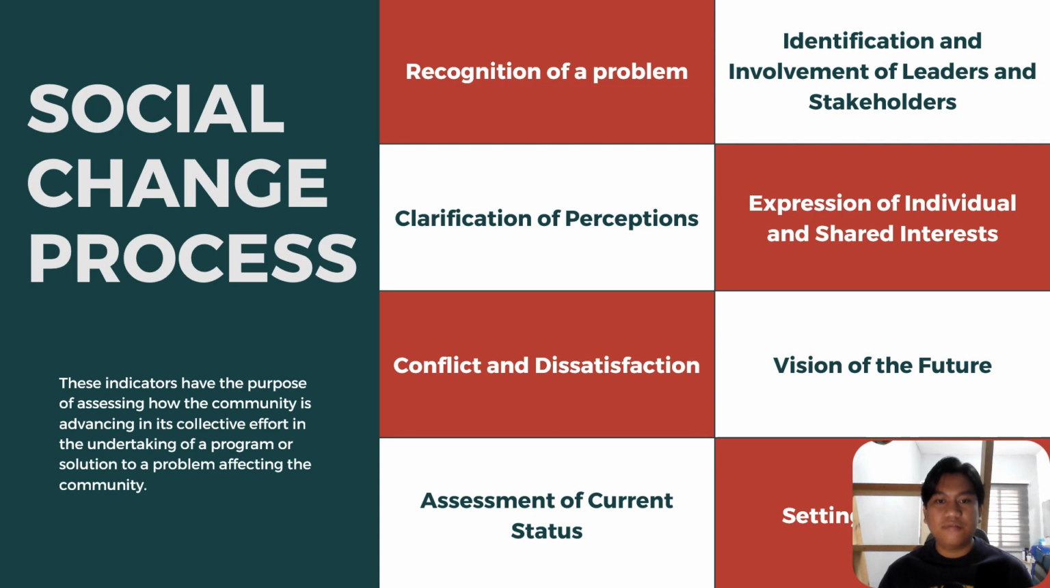Next is the conflict and dissatisfaction. Conflict may arise when attempting to strike a balance between the needs of the individual and the greater good of the community. In addition to communities' pre-existing power structures, which could influence the program's direction or act as a catalyst for opposition, there might be obvious conflicts of interest among the community groups when it comes to finding solutions.